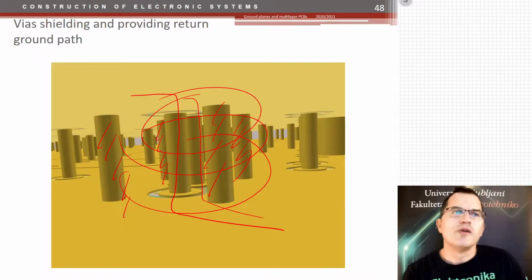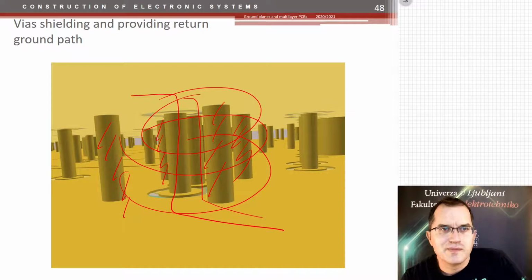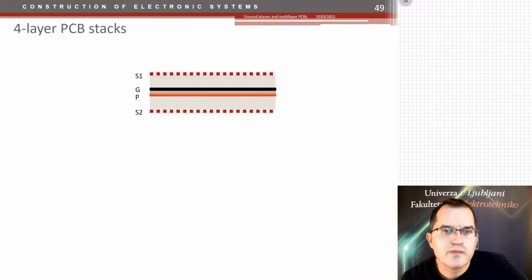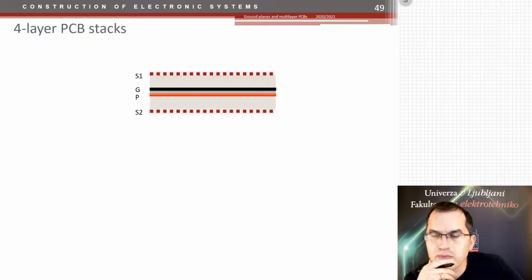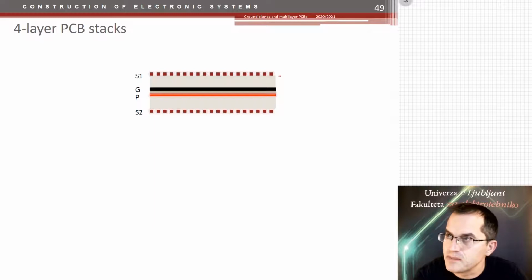So let me go now to show you the different PCB stacks you can have in your design, starting with 4-layer PCB. This is a 4-layer PCB example. We have a ground plane, we have a power plane, we have two signal layers.